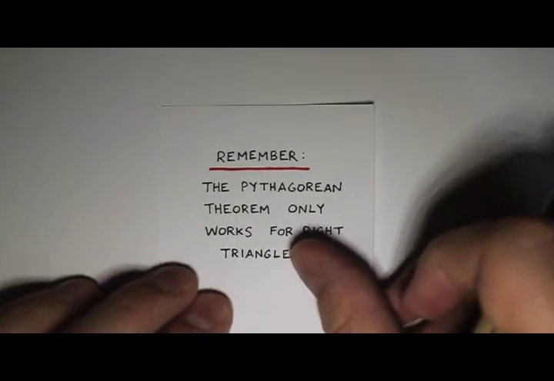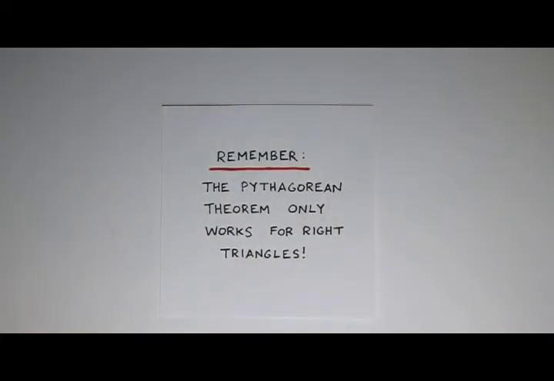Now remember, when you're using the Pythagorean theorem, you have to check and make sure that you have a right triangle. You have to have that 90-degree angle, otherwise the Pythagorean theorem will not work.